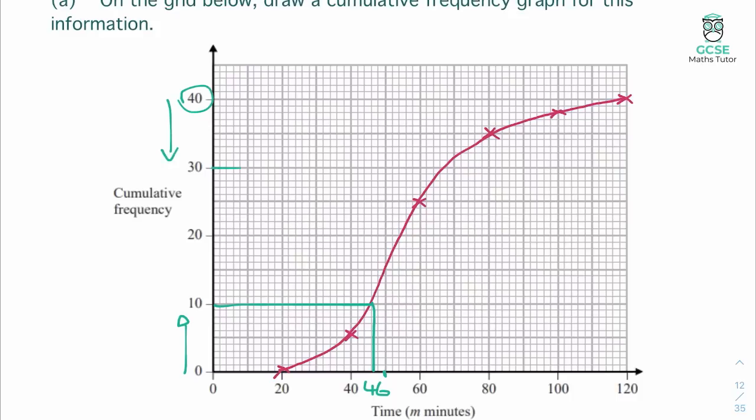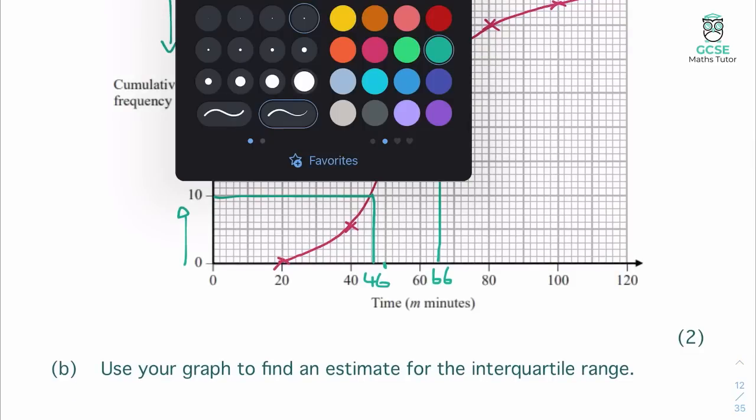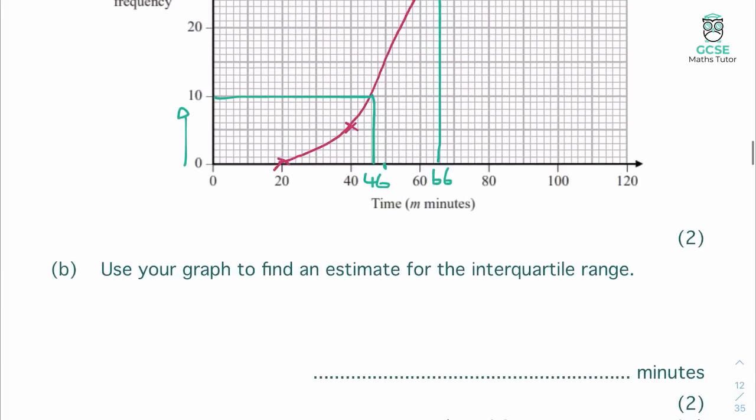So I'll go along from 30. You have to be very careful here that I go down. I think it's just on that line there for me. There we go. Again, that goes up 3 squares. So that's 66. Everyone's is going to be slightly different here, obviously, because you can freehand draw your curve ever so slightly different.